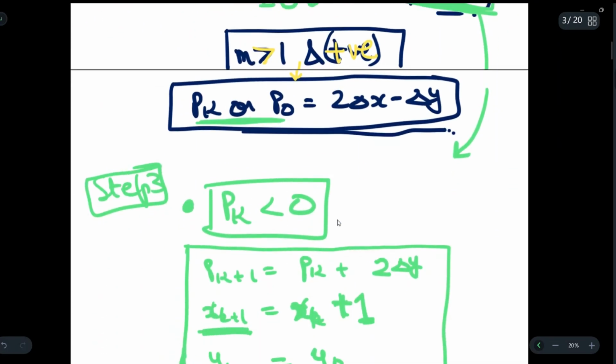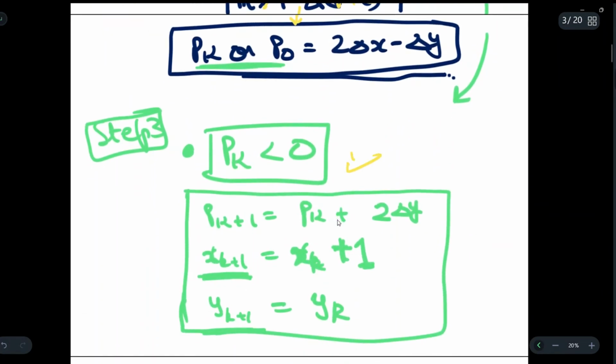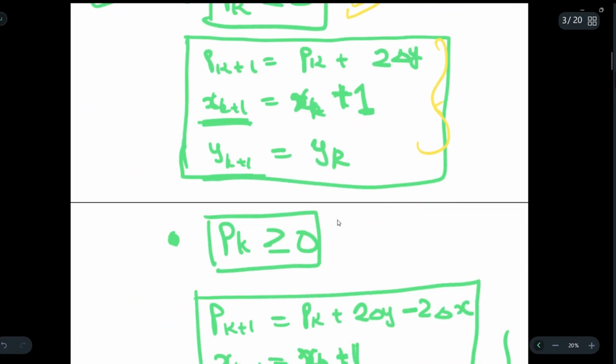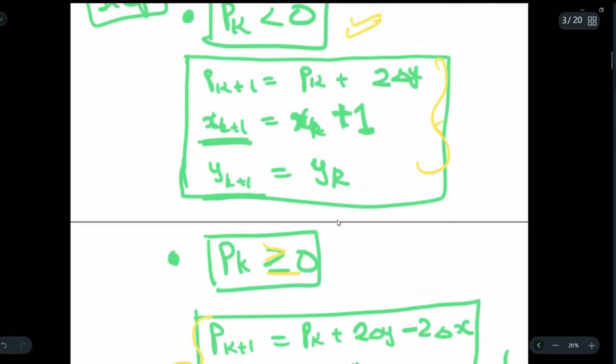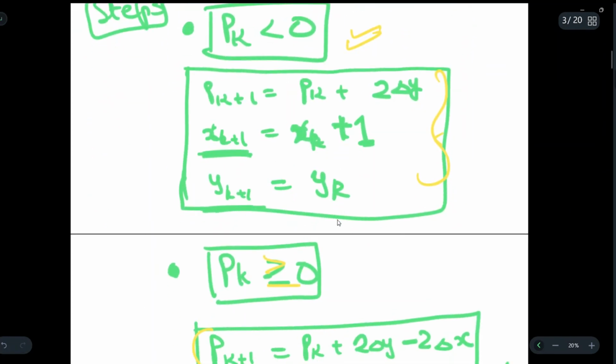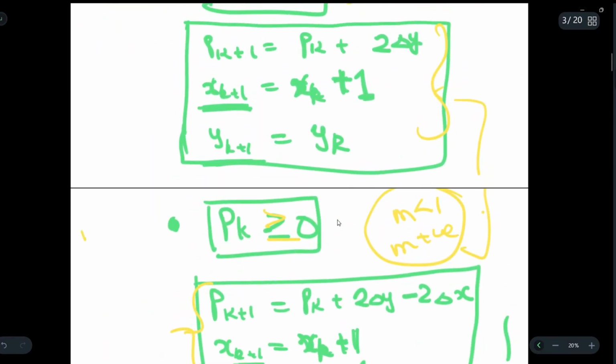Now we will be discussing the formulas for when m is less than 1 and m is positive. That is, if pk is less than 0, then use these formulas. And if pk is greater than or equal to 0, then use these formulas. Keep in mind that the formulas written in green are for m less than 1 and m positive. Now if m is greater than 1 and m is positive, you have to do nothing. You just have to interchange del x and del y, just as we did above.